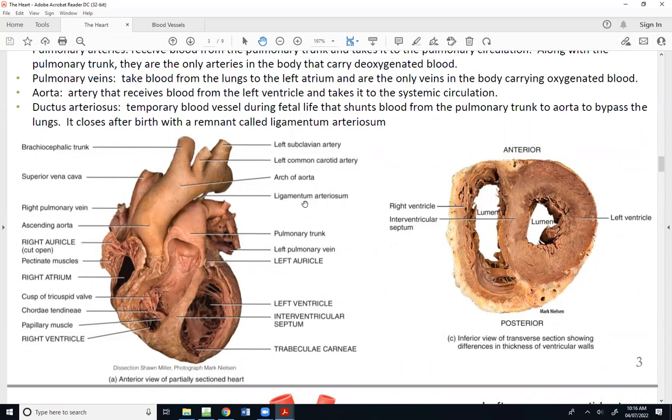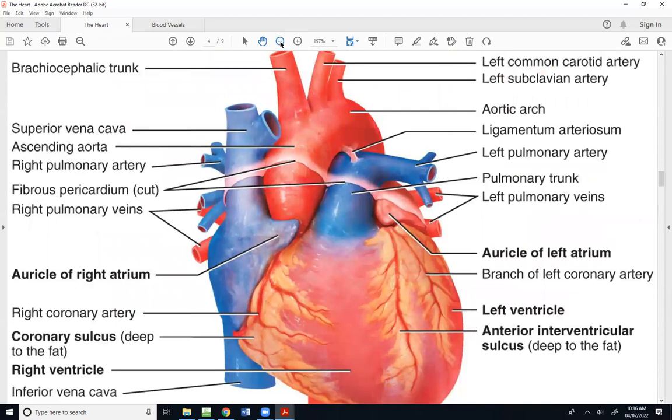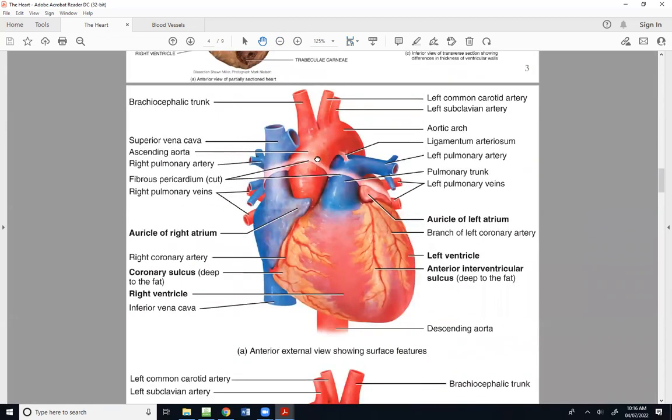We call it the ligamentum arteriosum when it becomes that scar, but in fetal life, when we're not breathing our own oxygen and carbon dioxide out, we don't need to send all that blood to the lungs, so we bypass it. And this is one of those two bypasses. As far as these two images go, I'm not really worried about them. This is kind of cool to see those different structures from a real cadaver. But the two images on the next page are definitely images that you're going to want to know.